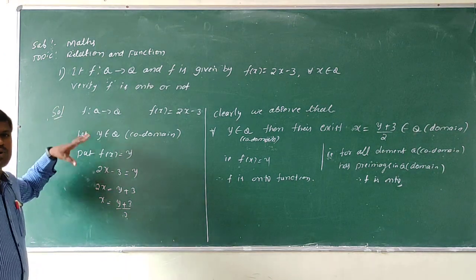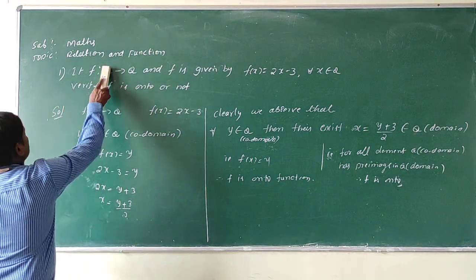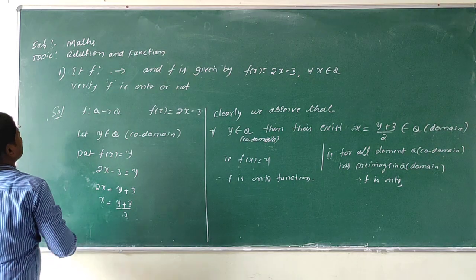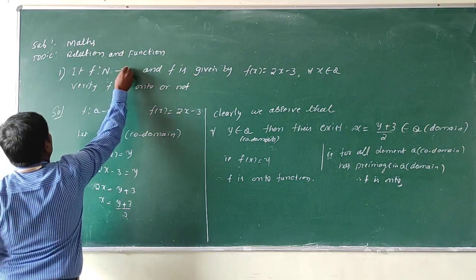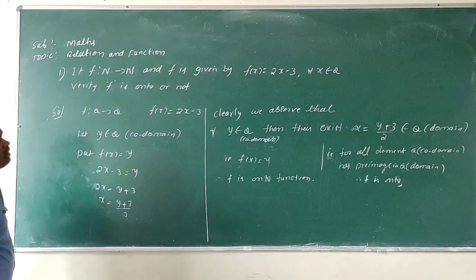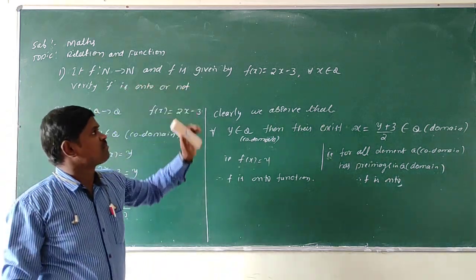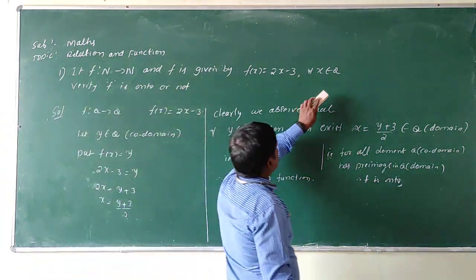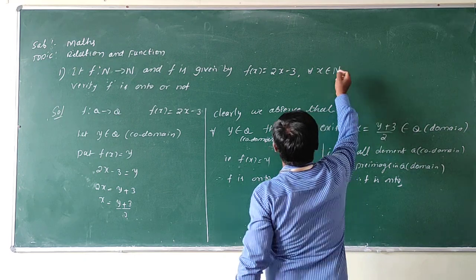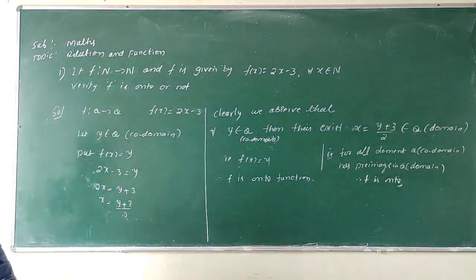Suppose I take the same problem for natural number to natural number. Suppose f is a mapping from natural numbers to natural numbers, and f is given by f of x is 2x minus 3 for all x belongs to N, natural numbers. So verify whether f is onto or not.